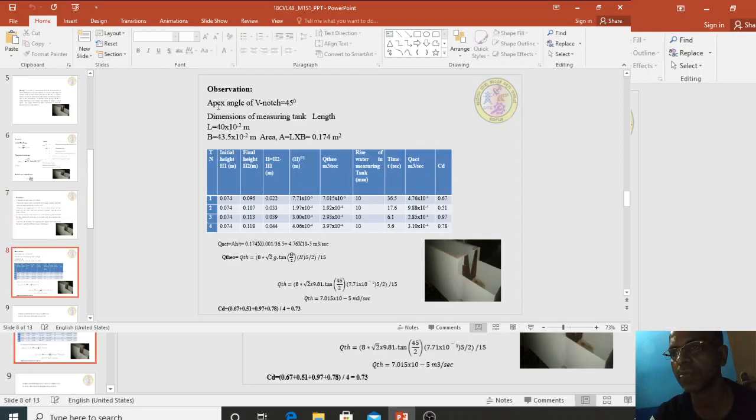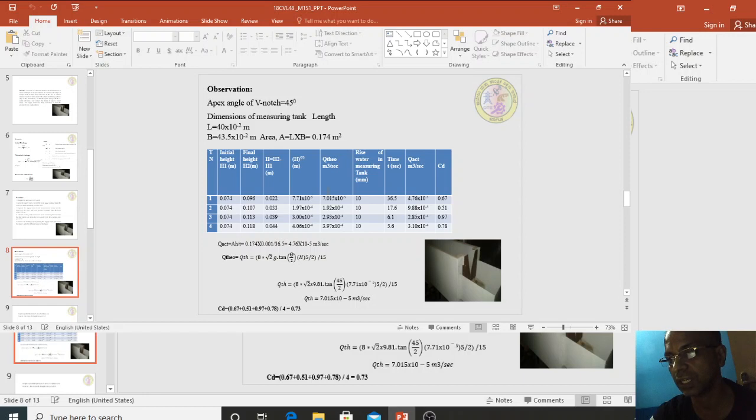Coming to the calculation, the observation is, as I said earlier, the V-notch apex angle is 45 degrees. The dimensions of the tank are 40 × 10⁻² meter length and 43.5 × 10⁻² meter width, so the area is 0.174 meter square. For the first trial, the initial height H1, which is constant from this steel platform to the V top, is 0.074, and the final height is 0.096 for trial 1. The difference is 0.022 meter, and h to the power of 5 by 2, which we use for the theoretical calculation, is 7.7 × 10 to the power of minus 5.